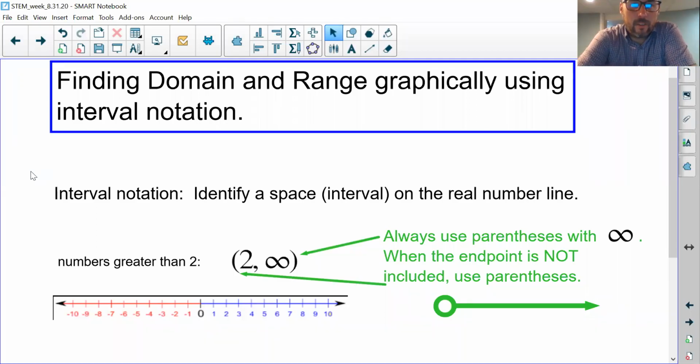So today we're going to be finding out how to find the domain and the range of a graph. It will almost always be a function, but the key is to use interval notation. This is a small thing, but something you need to be exposed to, and I expect you'll do really well on the quiz this Friday.